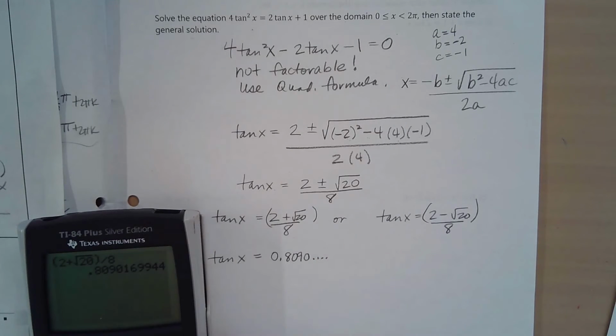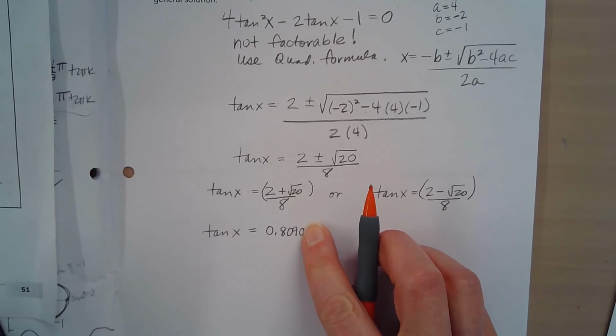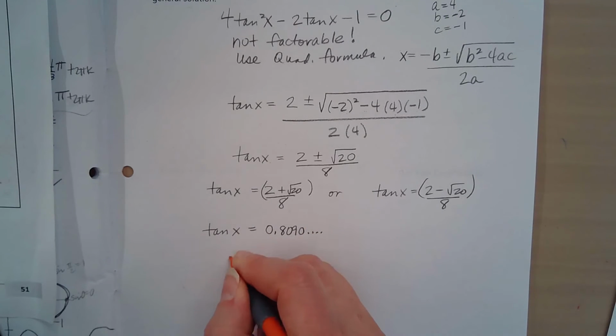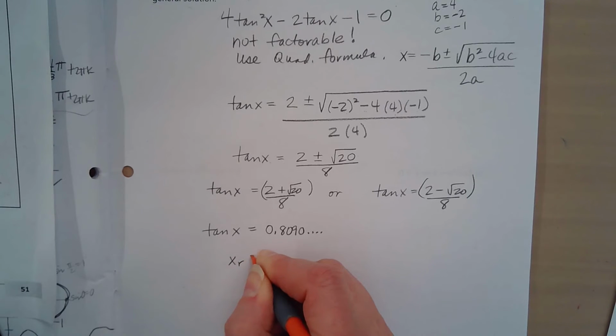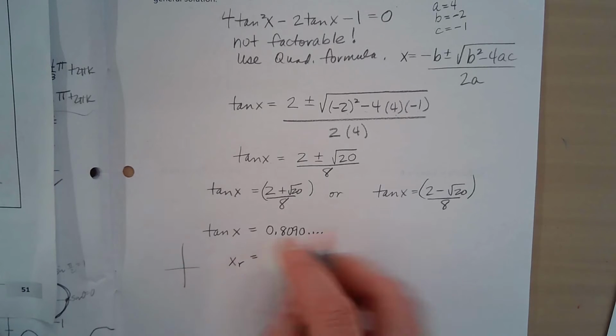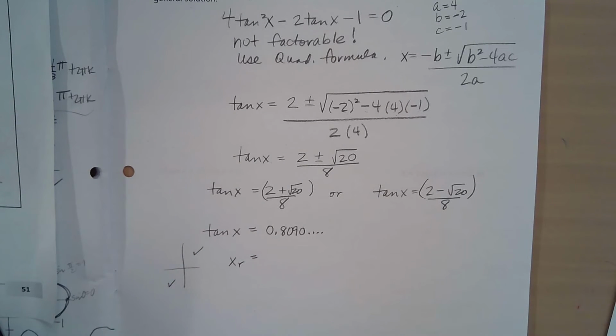Okay, so this is my trig value, right? Tan of x equals, I guess you could think of it right now as 0.0809. But I want to figure out what my reference angle is, right? I know tan's positive, has a positive value, so that's nice. That means my answer is going to be in quadrants 1 and 3.